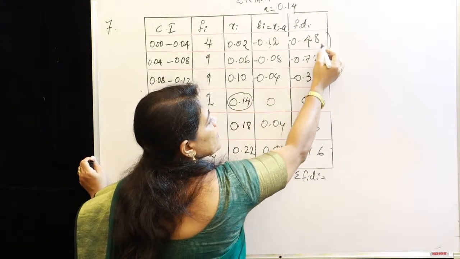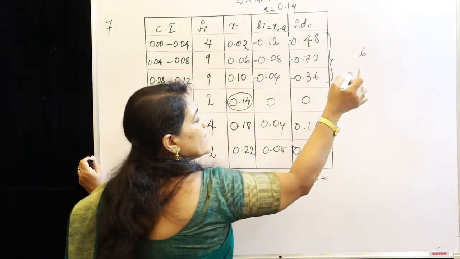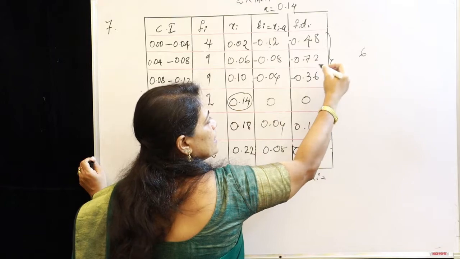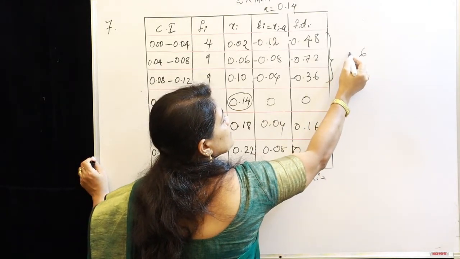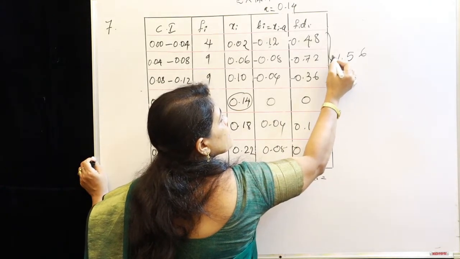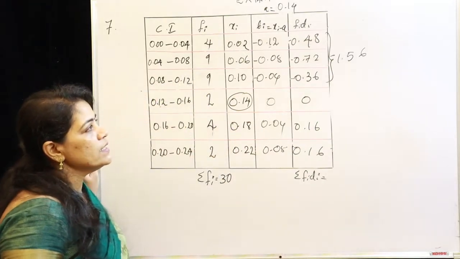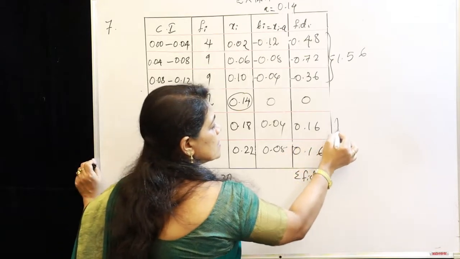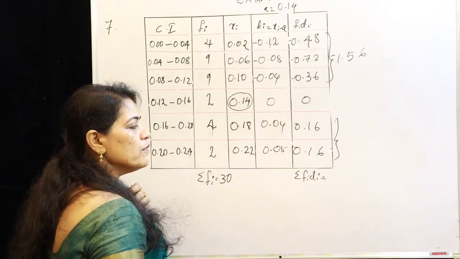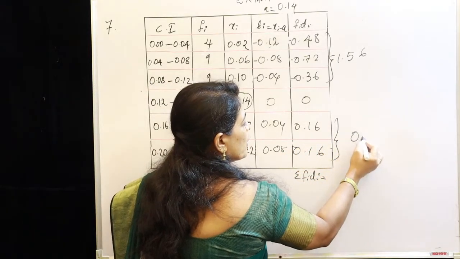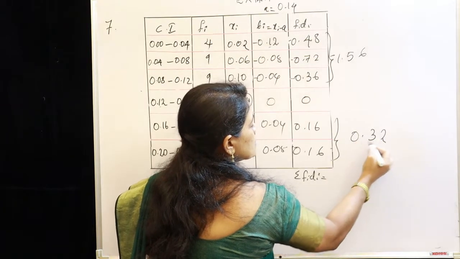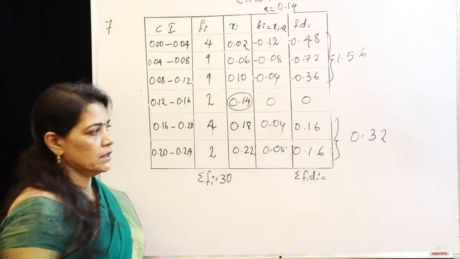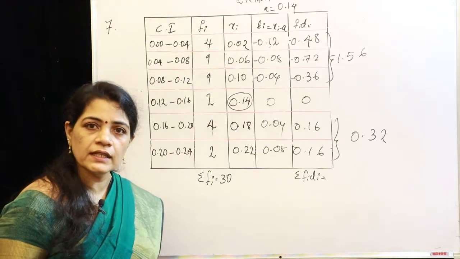Okay, 8, 16, 1 carry. Okay, 7 plus 3, 10, 11, 15. Okay, so negative 1.56. Here the positives, that is 0.16 plus 0.16 is 0.32. 6, 6, 12, 1 carry, 1 plus 1 plus 1, 32. Okay, so that is 0.32, that is positive.